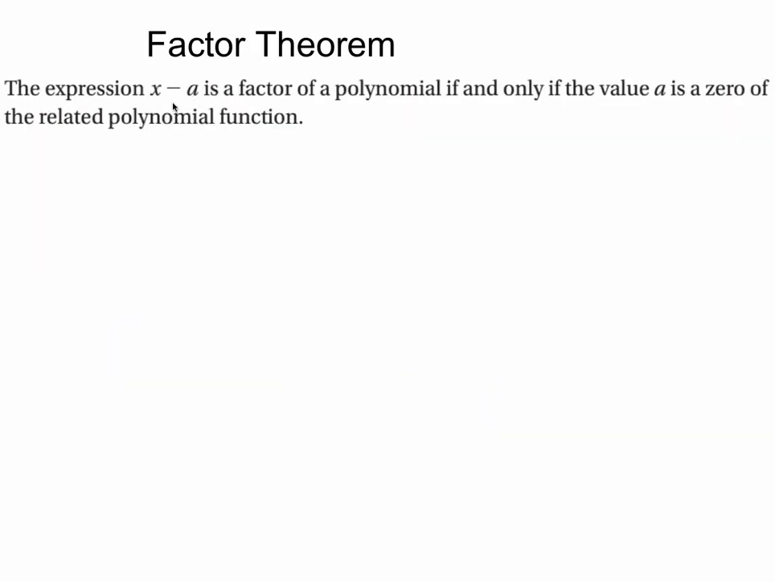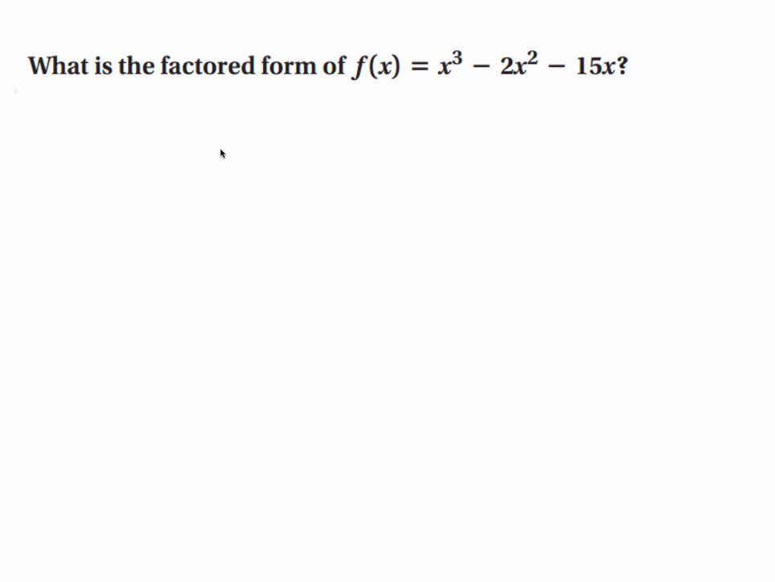As a matter of fact, the factor theorem says, and this is important, it's been named, the expression x minus a is a factor of a polynomial if and only if, there's my biconditional, a is a 0 of the polynomial. So let's see if we can find the factored form of x cubed minus 2x squared minus 15x. The first thing you always want to do is see if you have any common terms, and you do. So you're going to factor x out of this entire thing. So I'm left with x squared minus 2x minus 15.